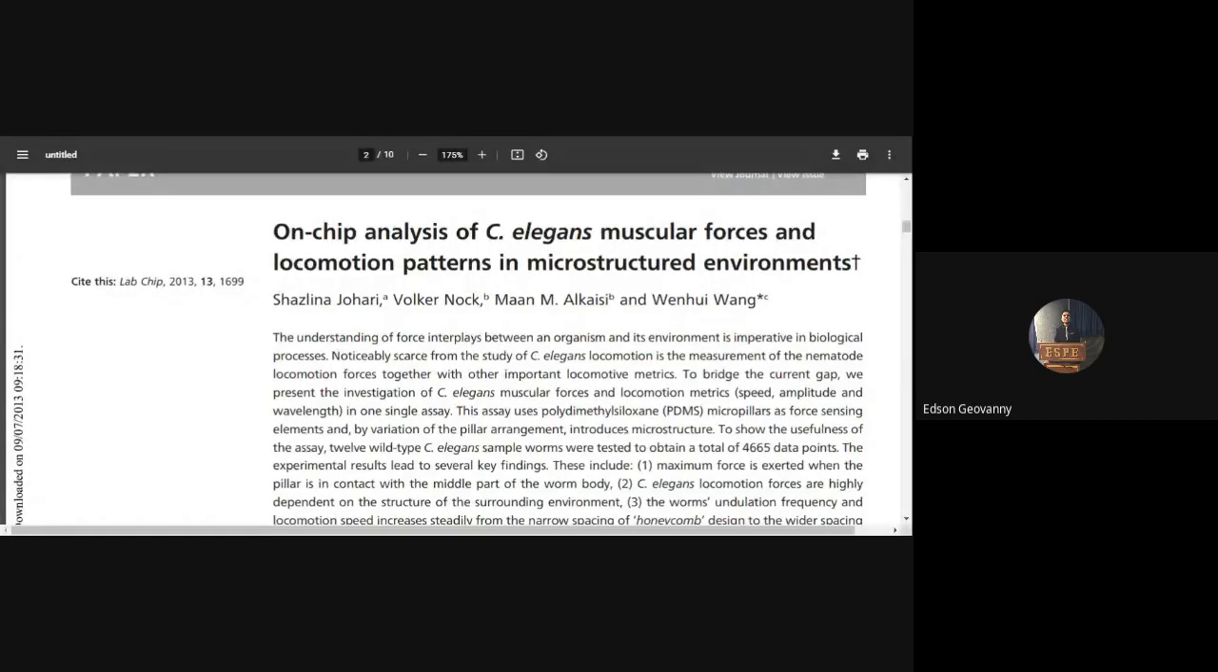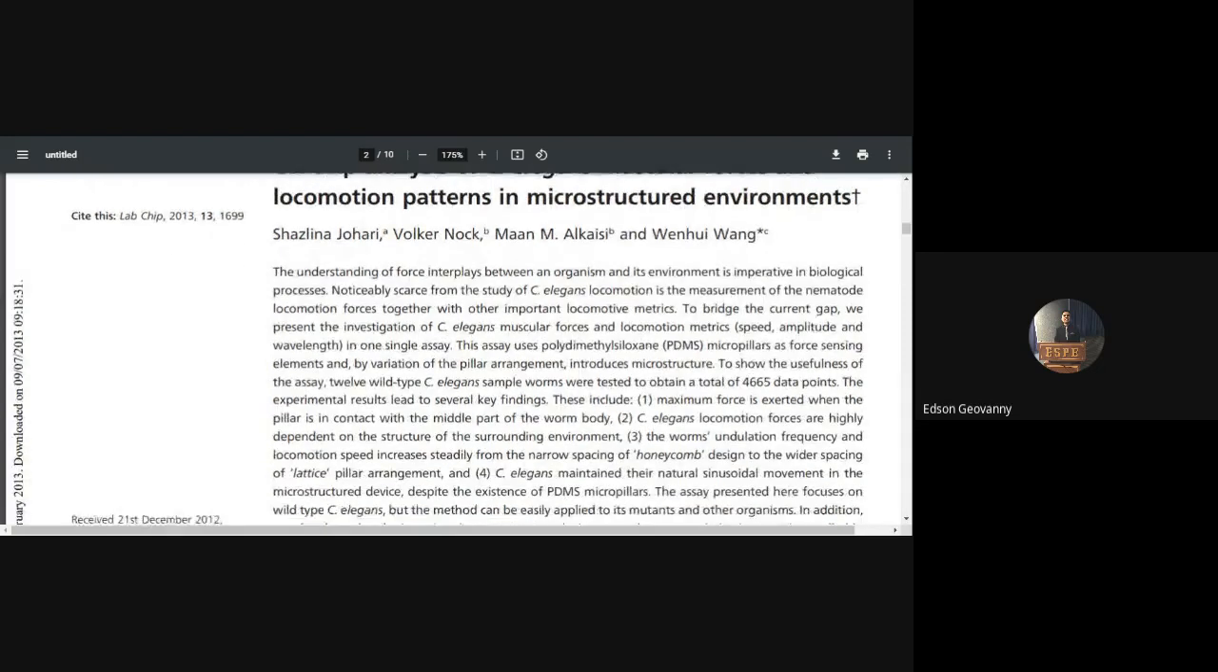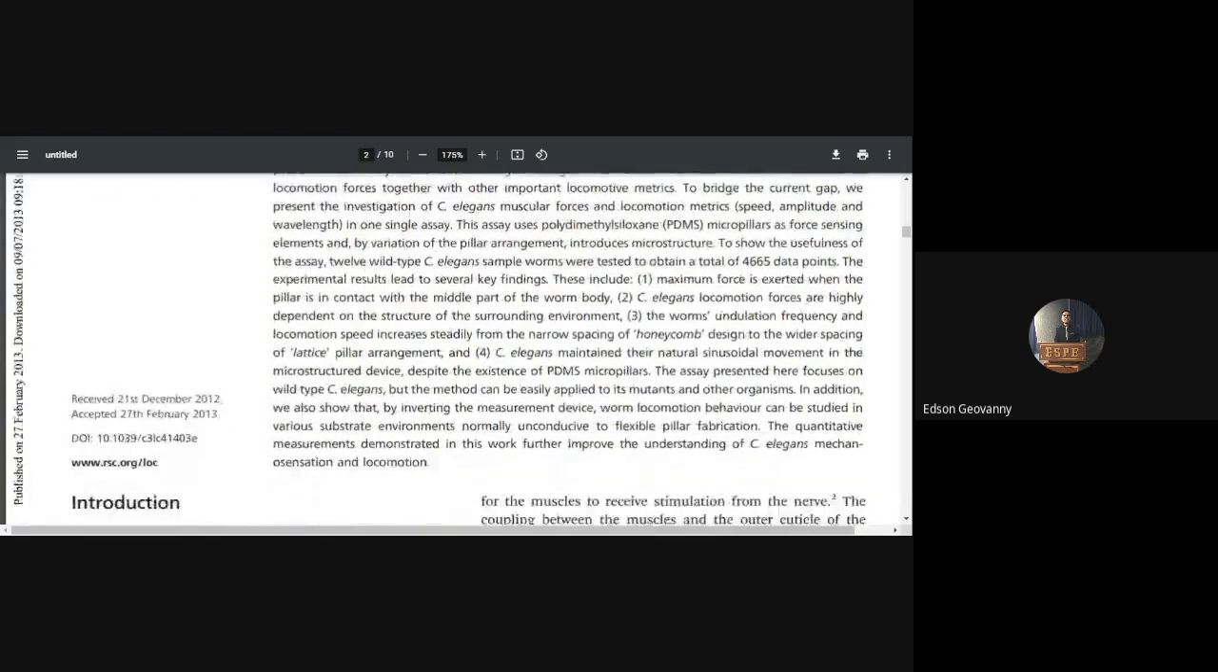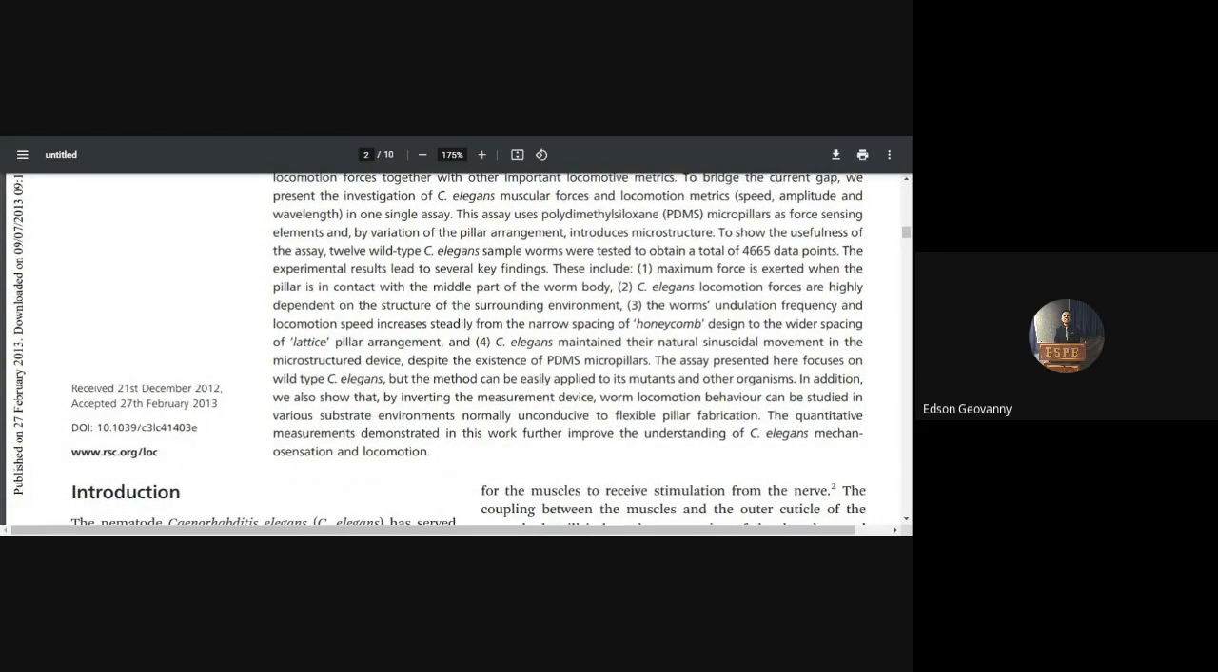My presentation is on chip analysis of C. elegans muscular force and locomotion patterns in microstructured environments. Understanding the interaction between an organism and its environment is imperative in biological processes. In the study of the muscular forces of C. elegans and its locomotion, speed, amplitude, and wavelength are observed.